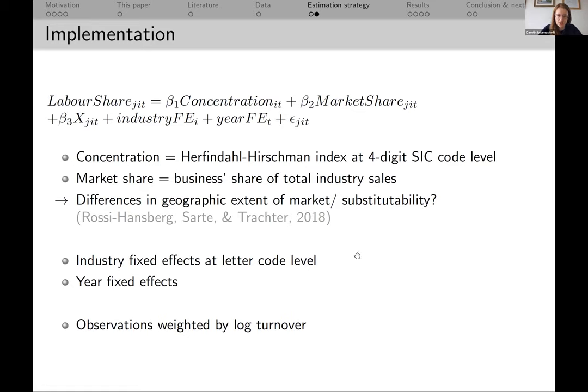Obviously, these definitions are not perfect because I'm just using one concentration measure for the whole country, but some industries are very localized, especially personal services. The true extent of the market is probably not captured by SIC codes. But it's very difficult to figure out how individual markets are configured and how products can be substituted. So I'm just going with this definition for now.